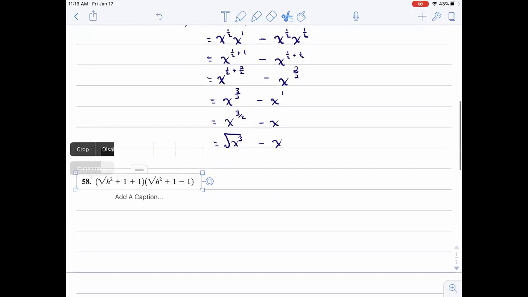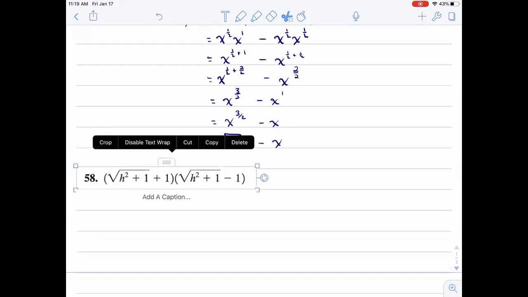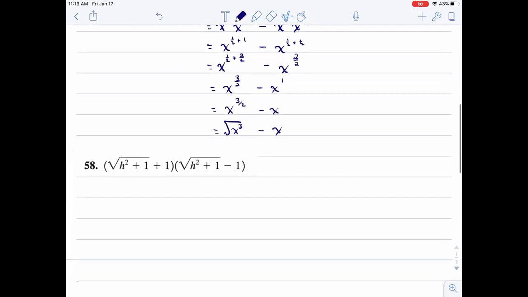So, 58. All right. We've got the square root of h squared plus 1, and then plus 1, times the square root of h squared plus 1, and then minus 1. All right.